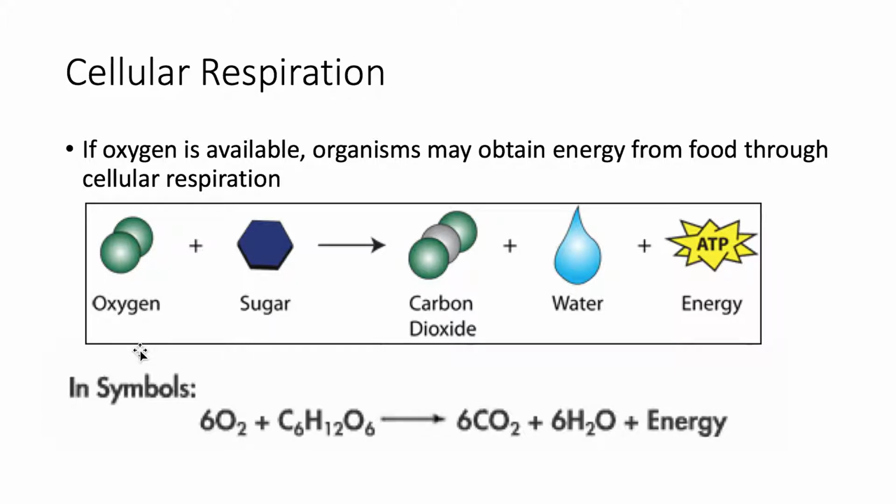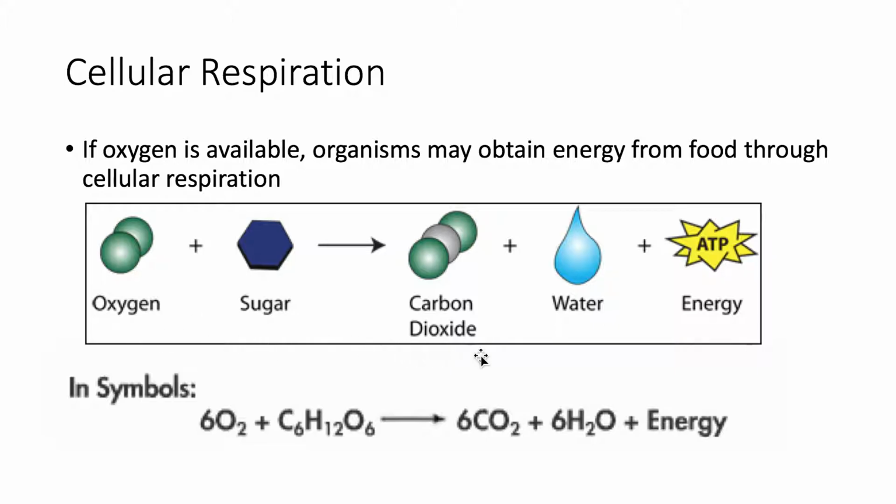So the products are on the right-hand side of the equation. The reactants are on the left-hand side of the equation. And the reactants for cellular respiration are sugar, right here, which is our food, and we also need oxygen. So this is the reason why you need to breathe in oxygen, because you need it to perform cellular respiration. And without cellular respiration, you don't get energy, and without energy, you die. So that is why we are so dependent on oxygen.